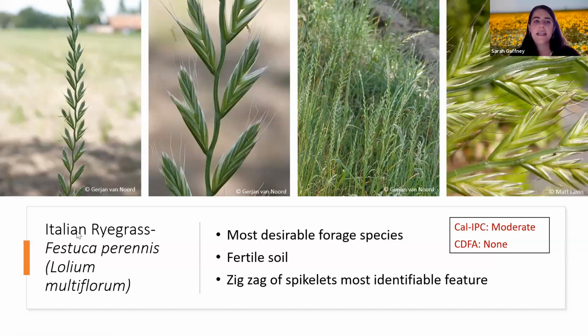And it's easily identified once it's flowering by the zigzag of their flat spikelets. So those spikelets are going to be very flat. They just zigzag out like that.